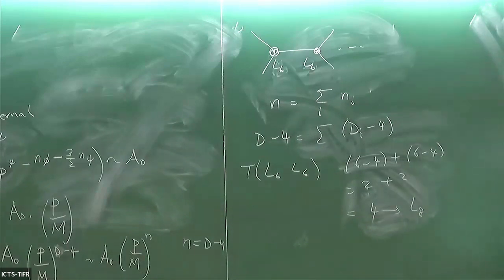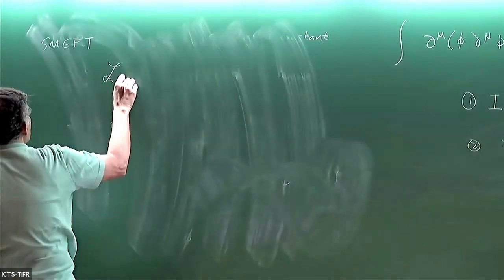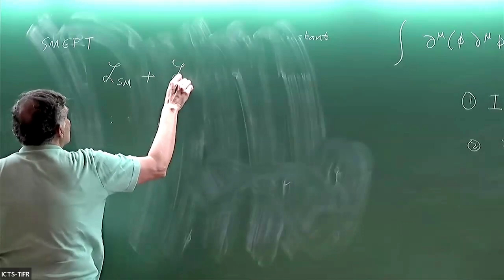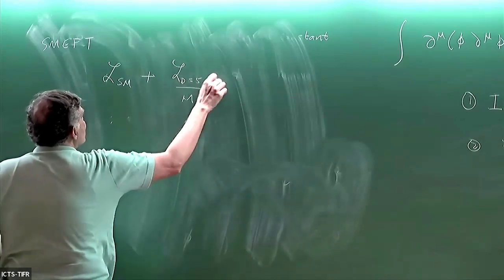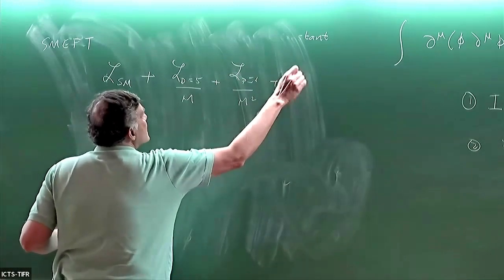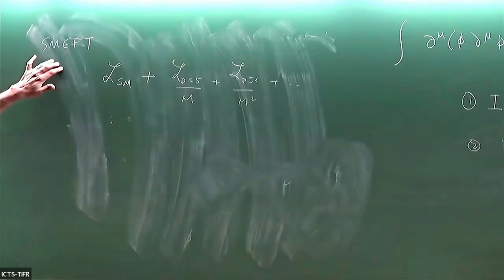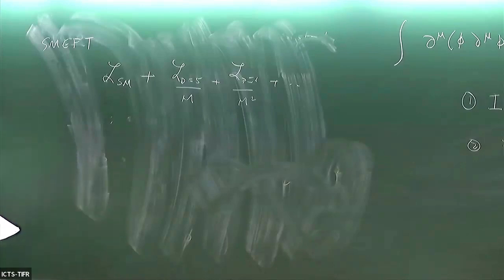So if I now go, for example, to the standard model, and I look at what, so SMEFT is just L standard model plus L d equals 5 over m plus and so on. And the assumption in SMEFT is that the fields are the fields of the standard model. Basically, that's all you're doing. And there is a fundamental Higgs, because the standard model has a fundamental Higgs.